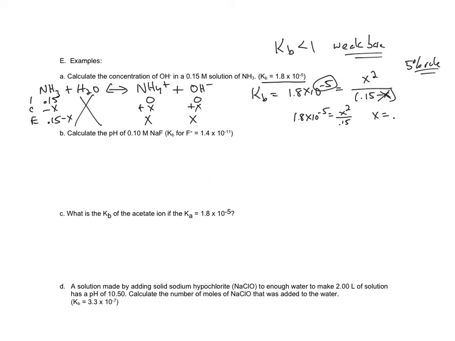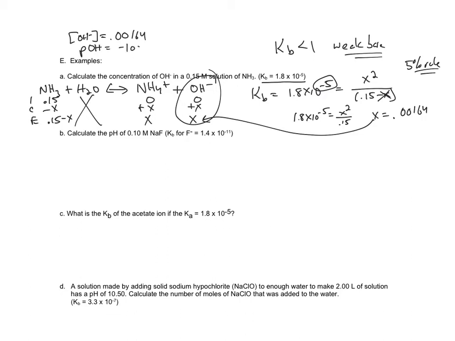And we get a value of x being 0.00164. Now, what's critical about the value of x is that it tells me the concentration of hydroxide ions. And if I know the concentration of the hydroxide ion, I can now find the pOH by taking the negative log of this. And we get 2.78.